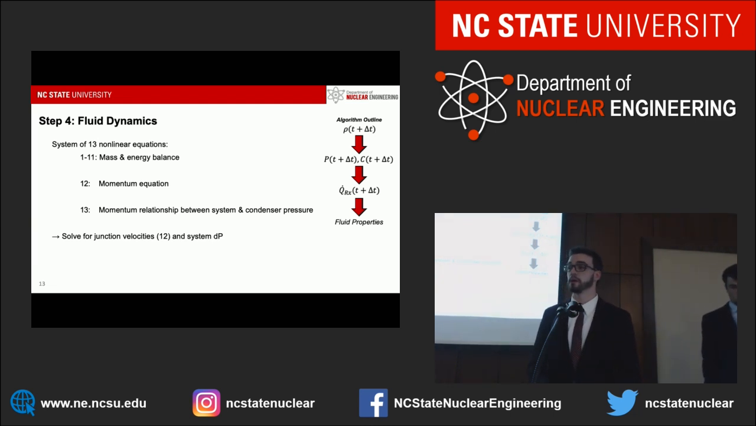in system pressure. And the reason we needed that convergence loop is because this is a system of nonlinear equations in velocity. And so the way we solved is by linearizing using a Taylor series expansion and then converging on the solution using a Newton iteration.